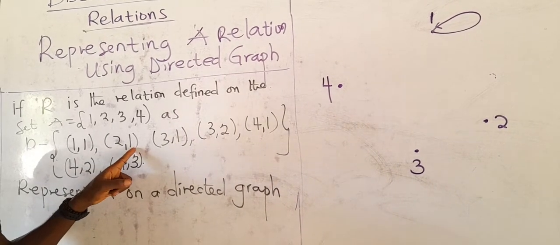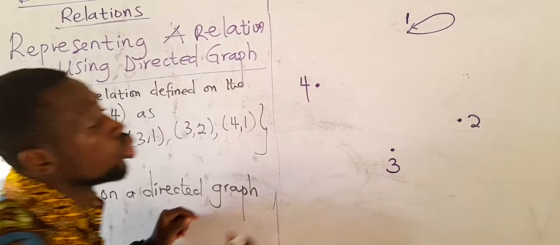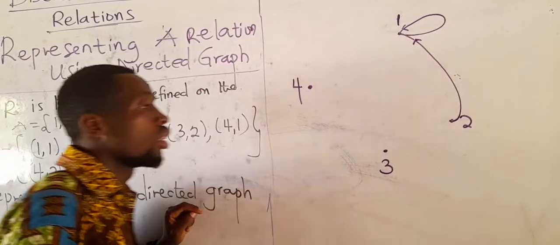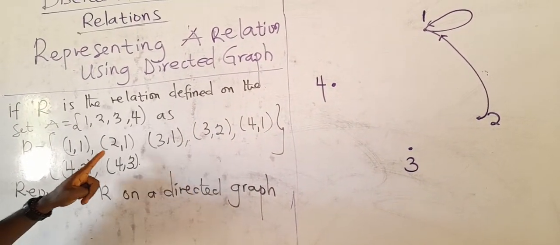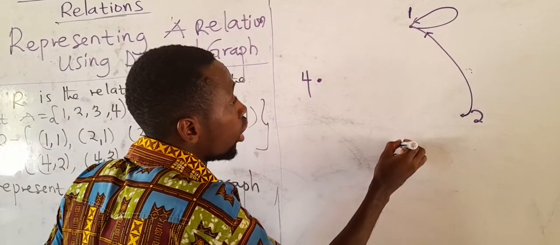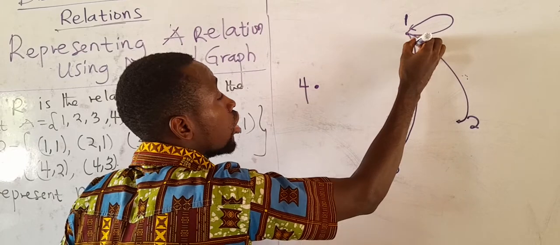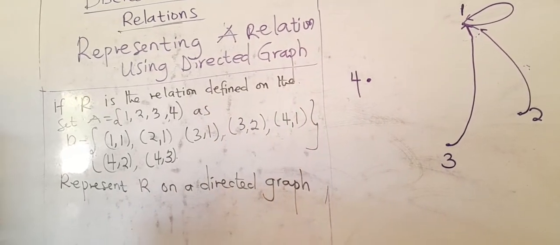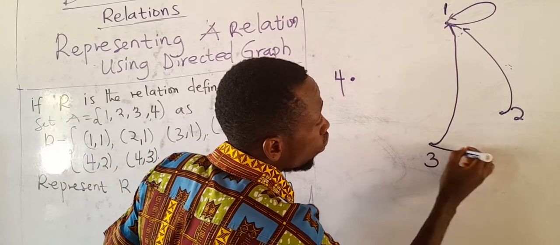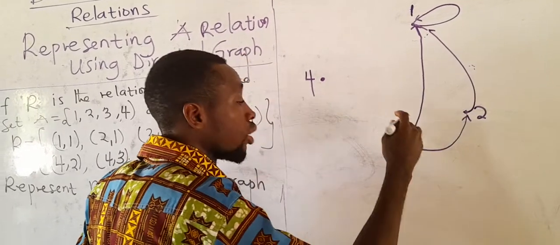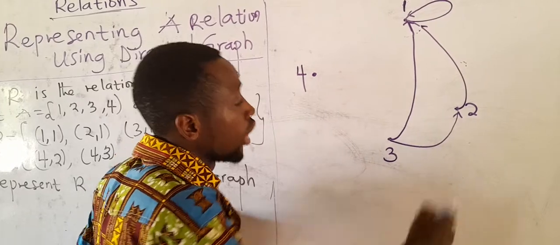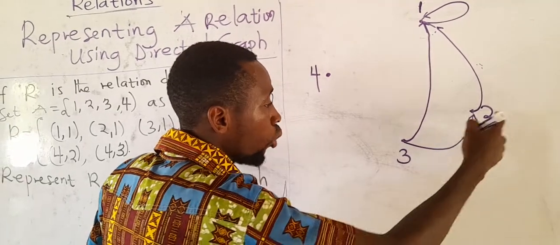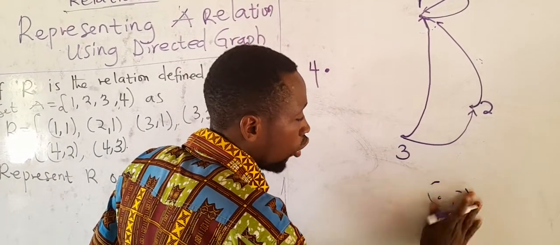Now, 2 relates to 1. So we draw an arrow from 2 to 1. Look at it, 2 to 1, the arrow line. Now, the next is 3 relates to 1. So an arrow from 3 to 1. That's it. The next one, 3 relates to 2. So it must move from 3 going into 2. Very, very important: not an arrow from 2 to 3, rather 3 to 2. An arrow from 2 to 3 is (2, 3), not (3, 2). I hope you get that.